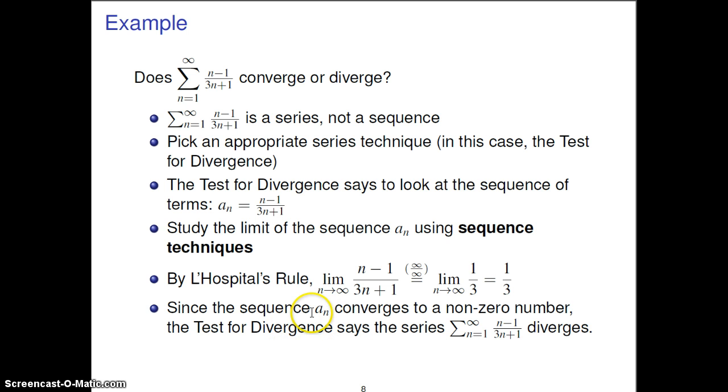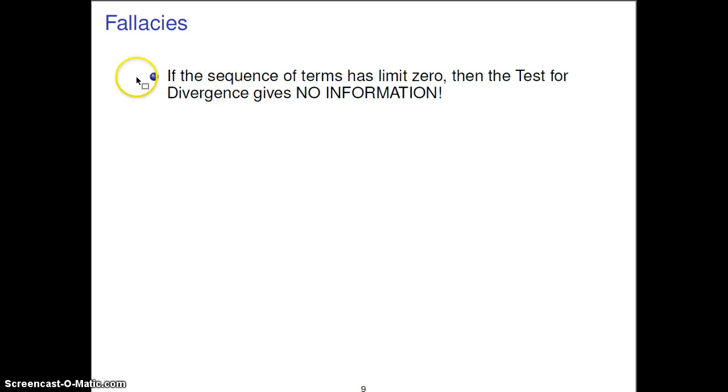The test for divergence said that if the sequence of terms for the series converges to a non-zero number, in this case 1/3, then the series diverges. Okay, so the sequence here converged, but the series right here diverged. Here are some fallacies that often come up, and if you do these kinds of things, you will really just struggle through an exam.